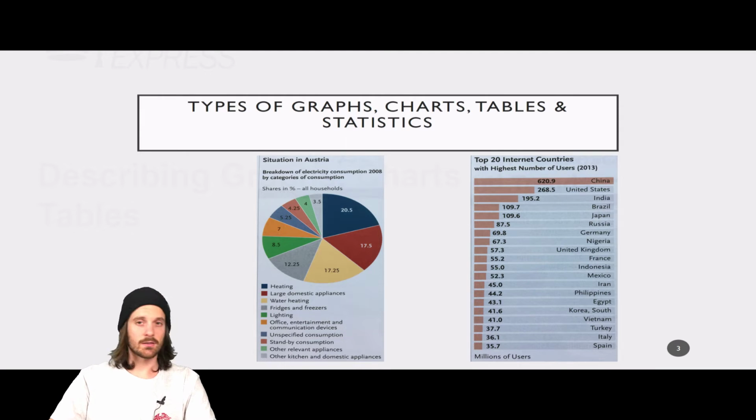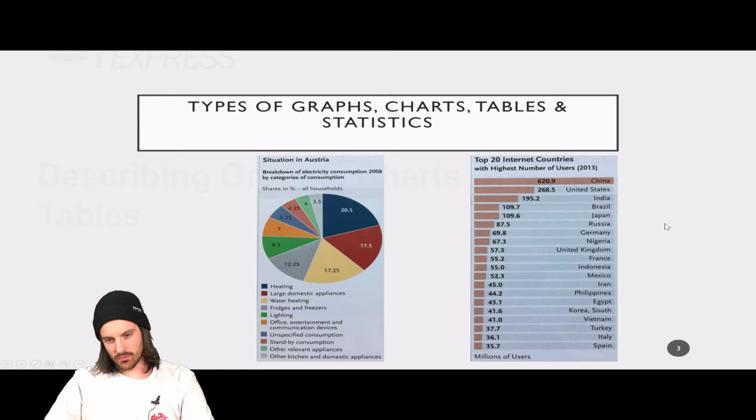So of course there are a lot of types. If you think about graphs, think about charts and so on. If we think about charts, for example, there is a specific one called a pie chart, which you can see here, right here. That's a pie chart. So in this case, you have a breakdown of electricity consumption by categories of consumption in shares or in percent of all households.